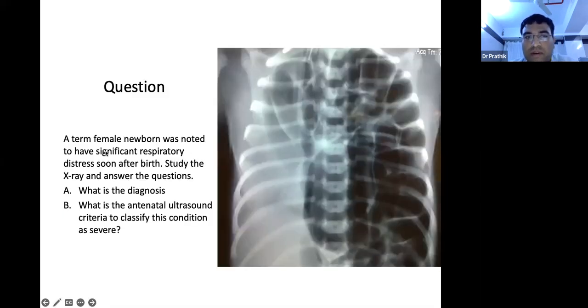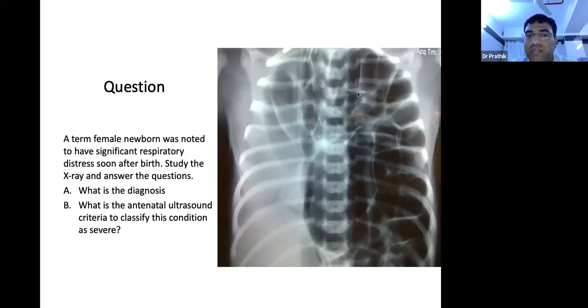Okay, a term female newborn was noted to have significant respiratory distress soon after birth. Study the X-ray and answer the questions. What is the diagnosis? Okay, it is CDH. Can anyone tell, is there any other abnormality in the X-ray apart from CDH? Excellent. Dr. Yamini, Dr. Rajesh, everyone has mentioned TEF. You can see here a coiled tube, the orogastric tube. This baby had both CDH and TEF.